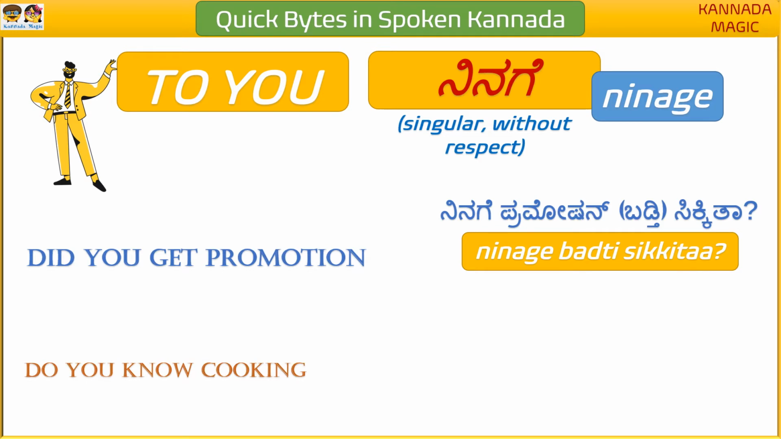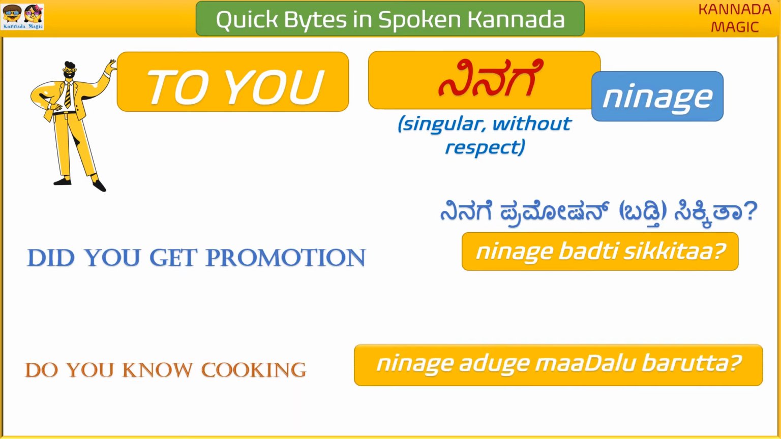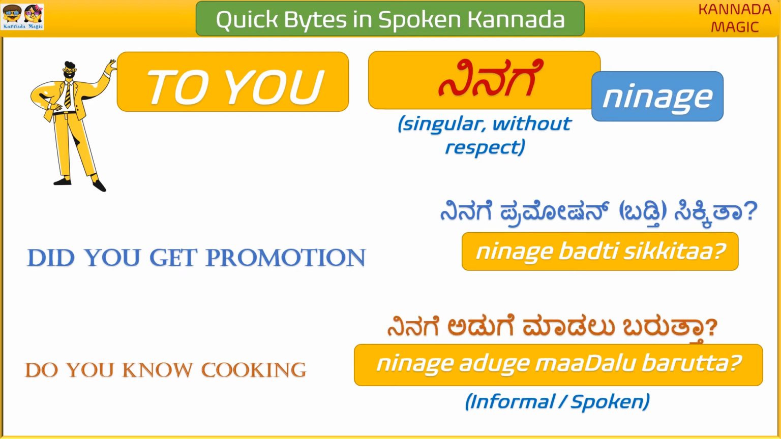And if you move on to the next example, do you know cooking? Ninage aduge madalu barutta. Aduge is cooking. Madalu means to do something. Barutta means do you know. Ninage aduge madalu barutta. Ninage cooking madalu barutta? Ninage bisibelebath madalu barutta? Ninage jamun madalu barutta? So you can use it by filling anything that you want to ask, or whether you know that.